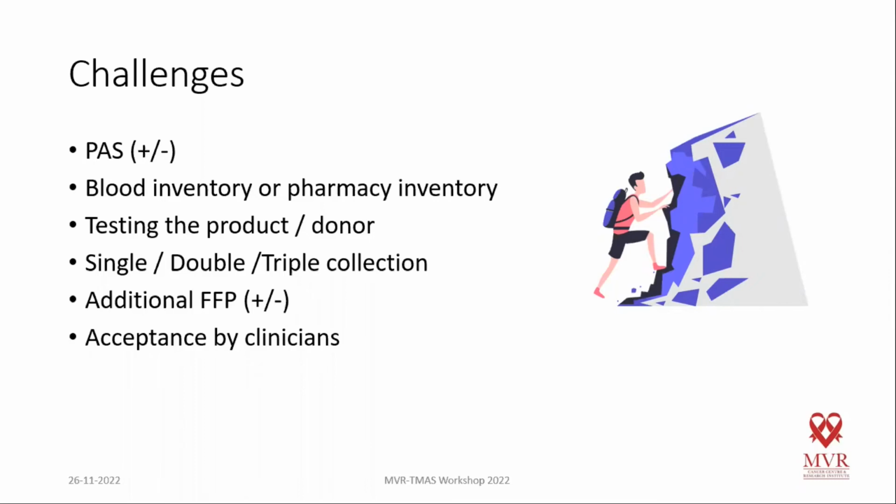Additional FFP: whenever possible, get an additional FFP from each collection, and you can issue it for fractionation centers. Acceptance by the clinicians is a very challenging thing. When we introduce this SDP as a new product into a hospital, usually they're all comfortable with the normal RDPs, and the change takes time. You will have to have your own protocols or your own plans for how to do it. I had my own plans. I don't want to speak about it over here, but it was successful, and you have to have your own plans for that.